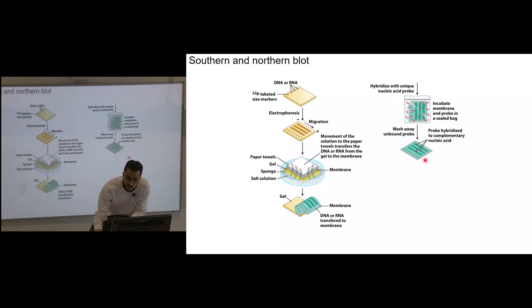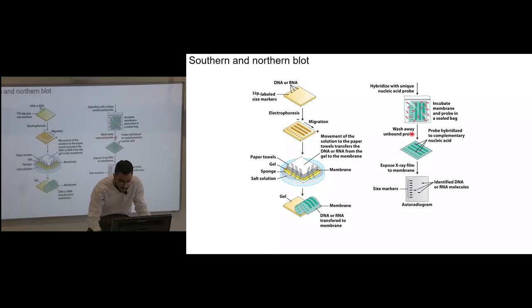So the probe that you put will bind to the membrane right where your gene is, okay? And it will look like this. Then you can just expose it to X-ray to get the radio-labeled stuff. And you'll see that whatever it identified in the three samples, that must be some sort of molecule that you're looking for. Obviously, they're not at the right size because this is something else.